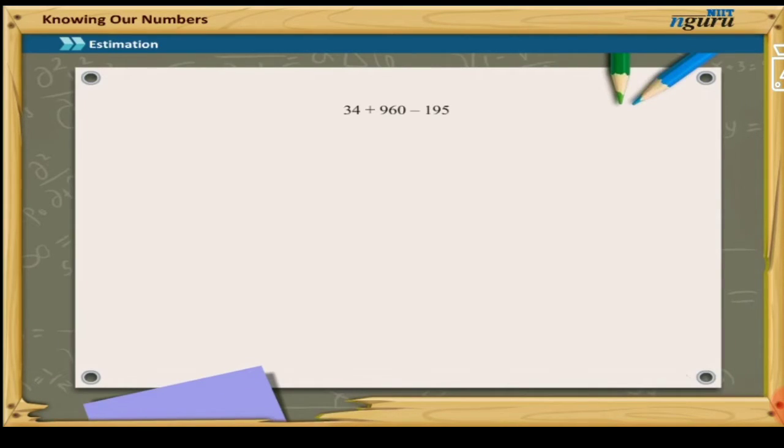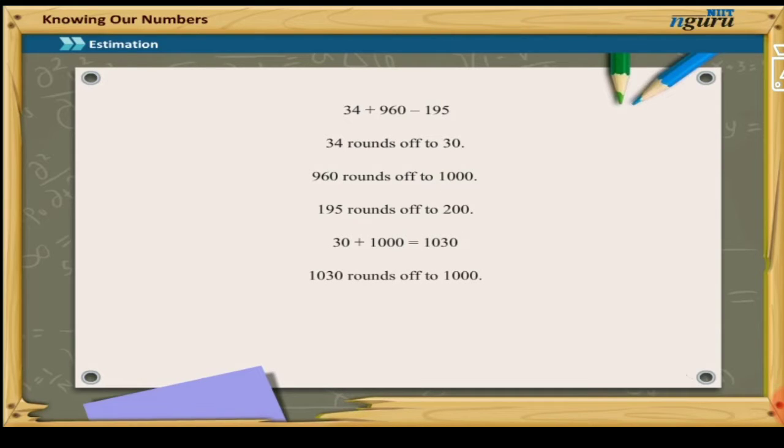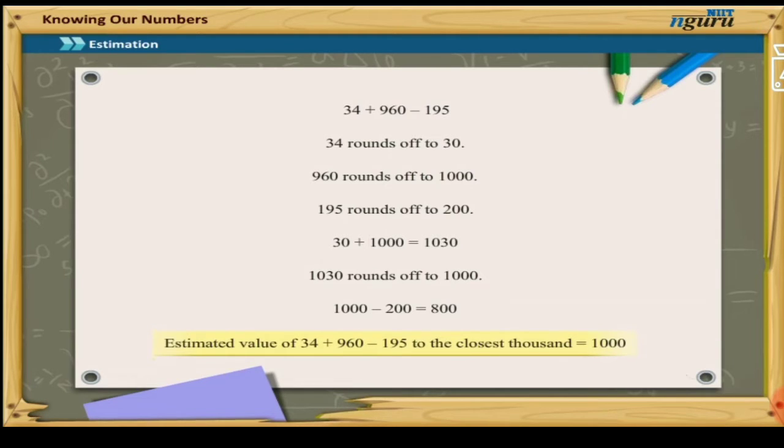Now find out the estimated value of the following to the nearest thousand. Sum of 30 and 1,000 is 1,030, which rounds off to 1,000. Now subtract 200 from 1,000. The result is 800. Since 800 is closest to 1,000, 1,000 will be the answer.